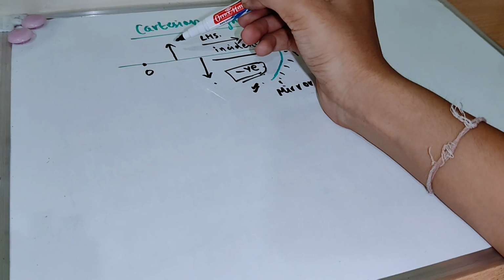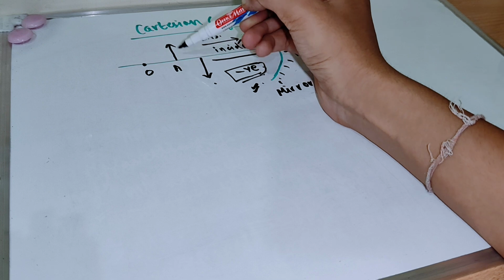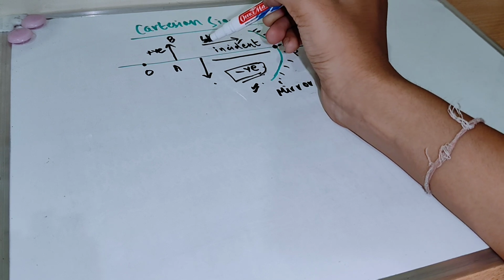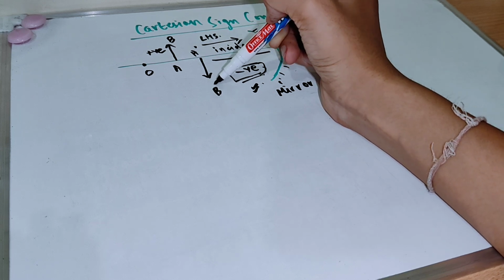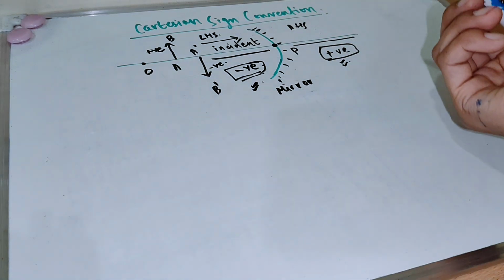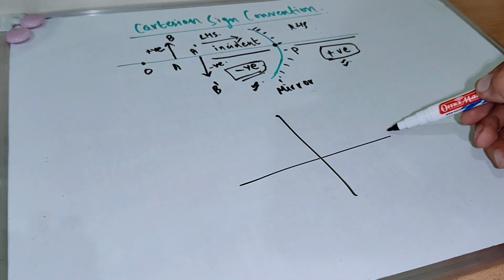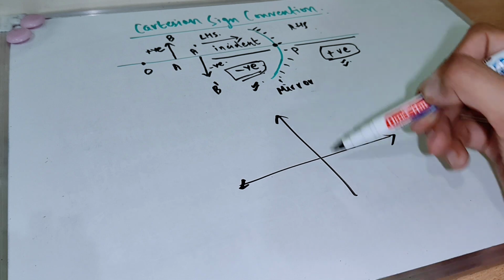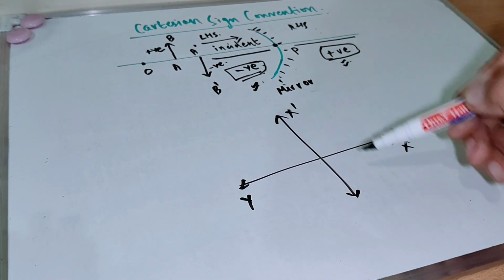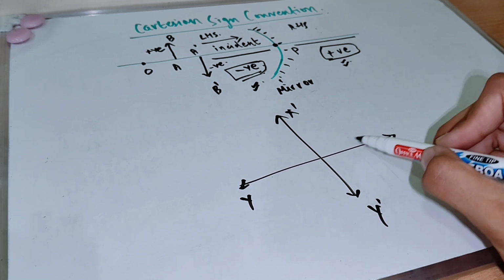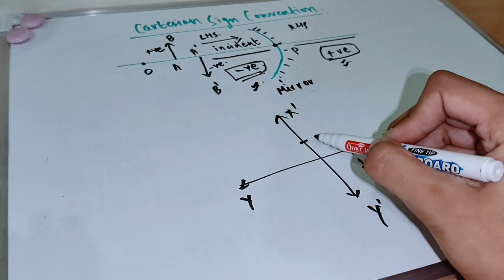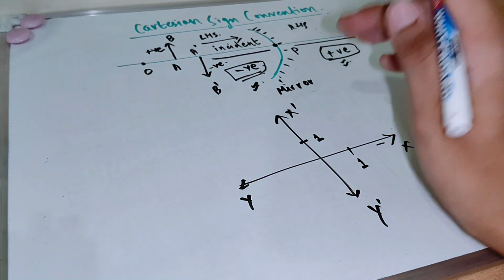It says that this height, let's say AB, will be taken to be positive and this height, let's say A dash B dash, will be taken negative. It is just like your regular axis, x-axis, y-axis, x dash, y dash. This is taken to be positive, this is taken to be positive.